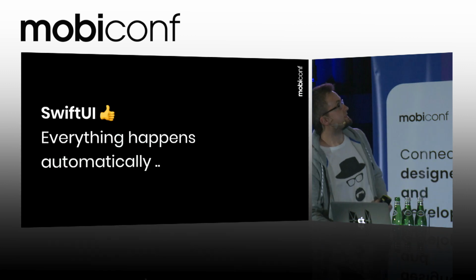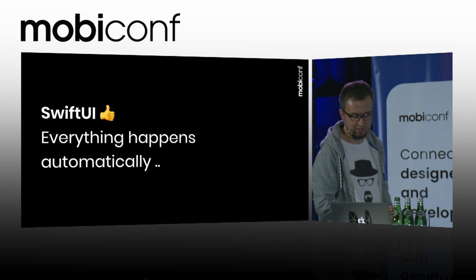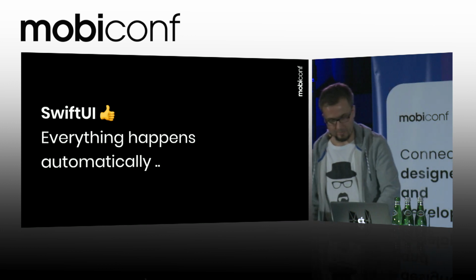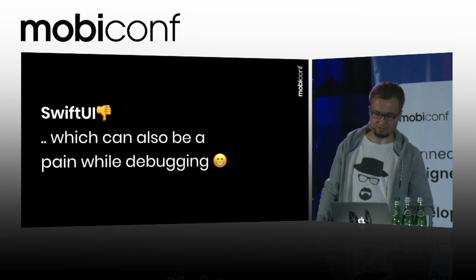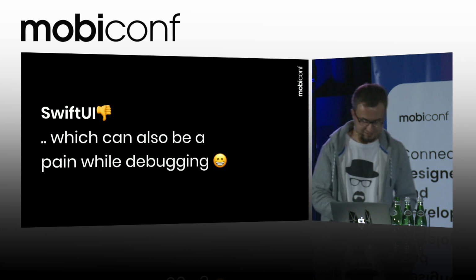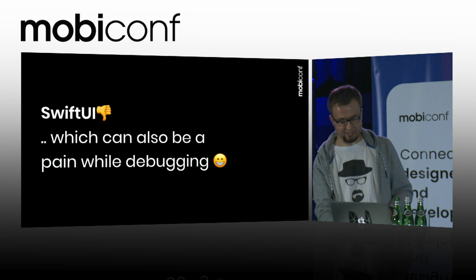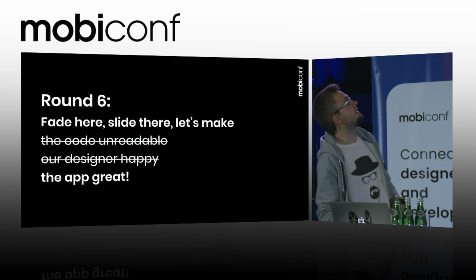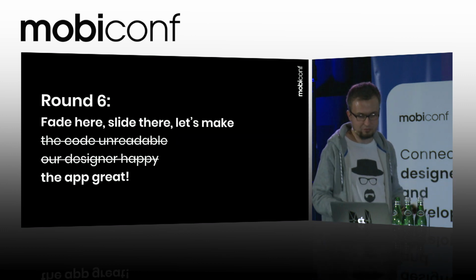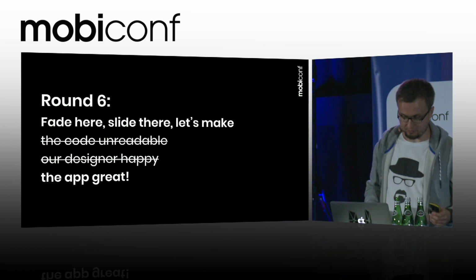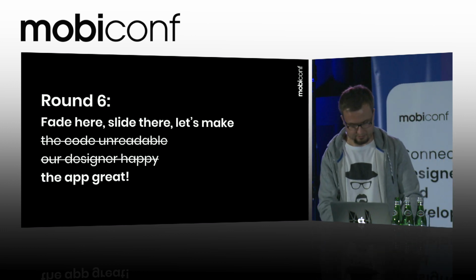The great benefit of this is that everything happens automatically. But that could also be a pain in the arse while debugging, right? Because some crazy bugs might arise from this. And the sixth round will be about animations. Everyone loves animations, right? So do I. And SwiftUI makes this super easy.